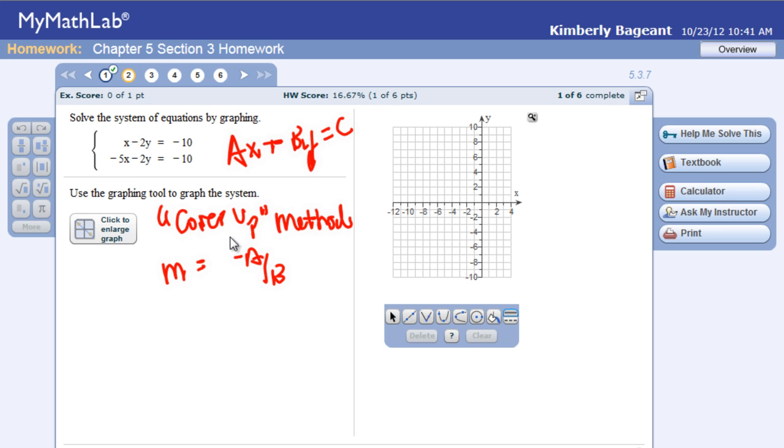So we'll take the coefficient for x over the coefficient for y, like -5 over -2, and whatever that comes out to be, if it's positive, then you make it negative. If it's negative, then you make it positive. So for the first equation, I'm going to find my x and y intercepts.